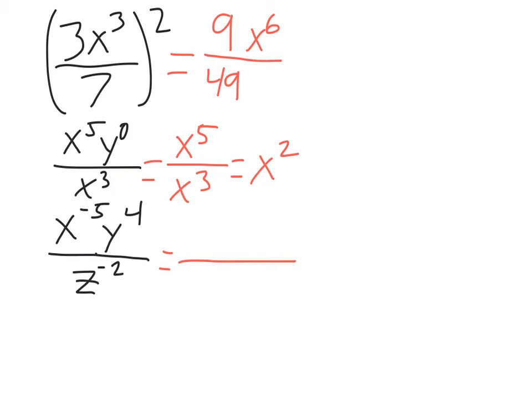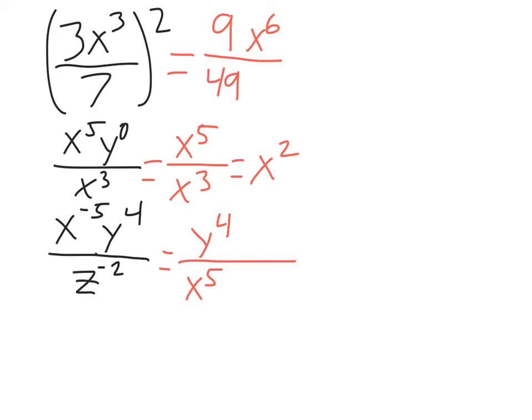X to the negative 5th, negative means bring it down. So x to the 5th. We made it positive and brought it down. Then y to the 4th. It's positive, so it stays on top. So y to the 4th.